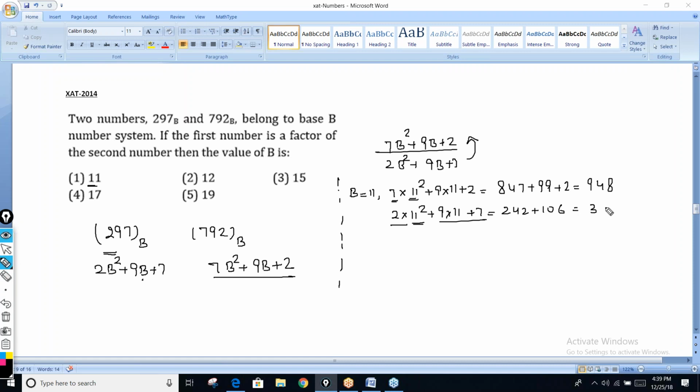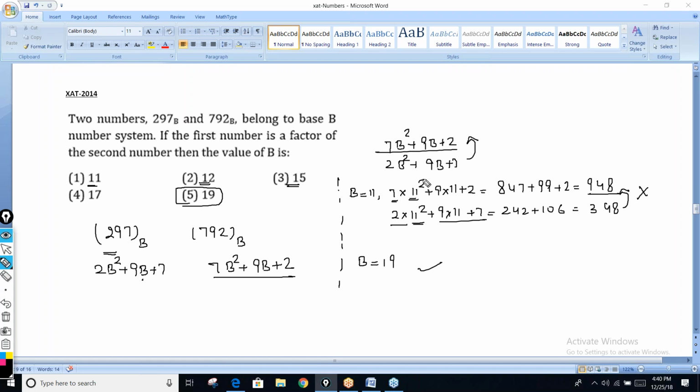That is 348. Is it a multiple of 348? No, this is not satisfying. Similarly, you will try for 12. Similarly, you will try for 15. Later on, the only option which will satisfy is 19. So once you put 19, that will satisfy this answer.